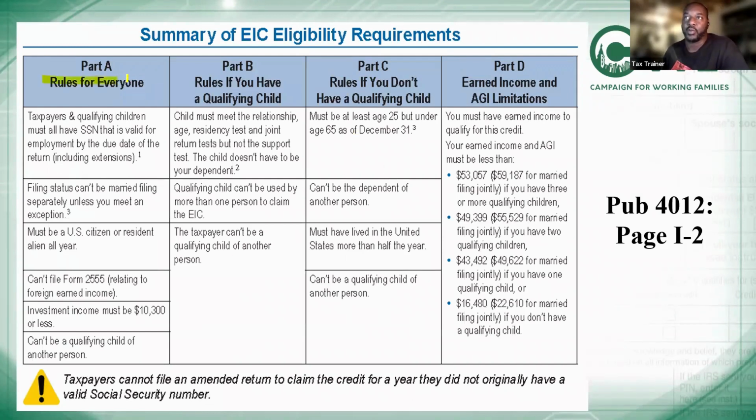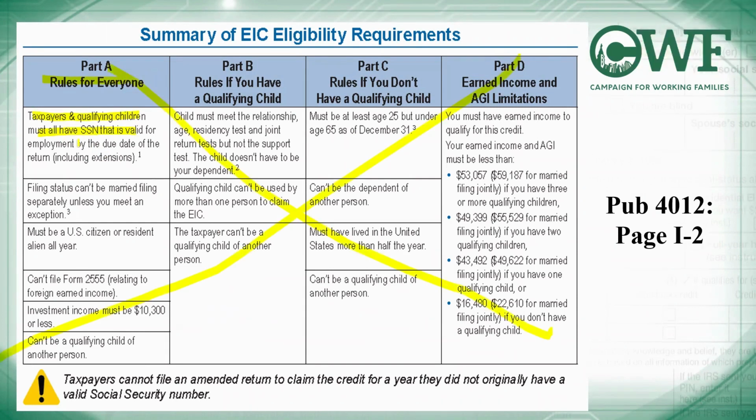EIC, the rules for everyone. The taxpayer and qualifying children must all have social security numbers. Did that happen? No. I'm done here. That's the rules for everyone. Taxpayer and qualifying children must all have social security numbers. If that doesn't happen, I'm done. Okay. No EIC.